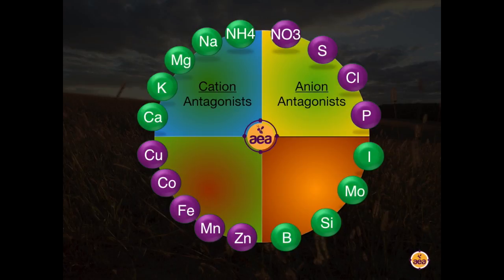On the left side of the chart, we have all the cations, the positively charged elements. On the right side, we have all the anions, the negatively charged elements. In the upper half, we have all of the macronutrients, the major elements. And on the lower half, we have all of the micronutrients and trace minerals.